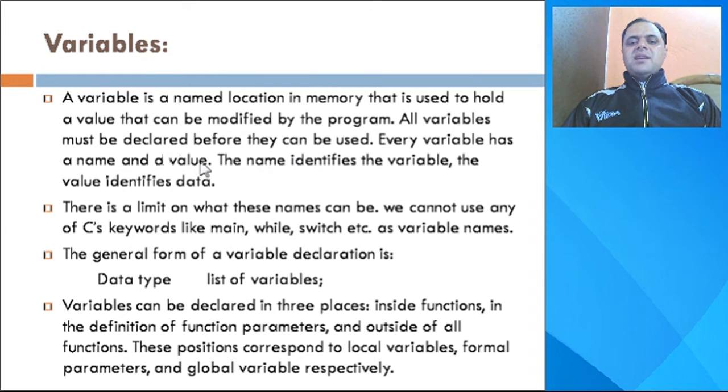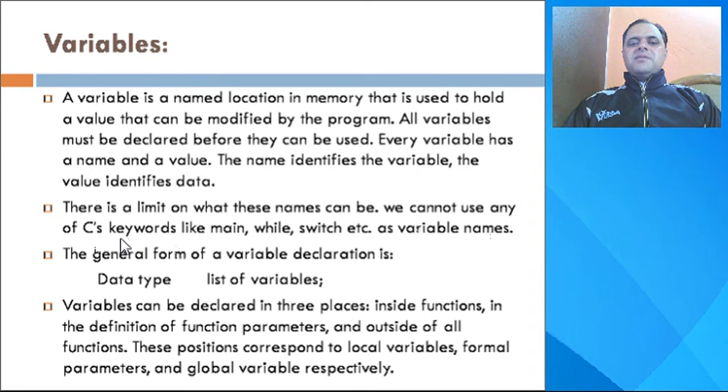So all variables must be declared before they can be used. Any variable we have to use in a program must be declared first. Every variable has a name and a value. The name identifies the variable, the value identifies the data it can store. There is a limit on what these names can be.